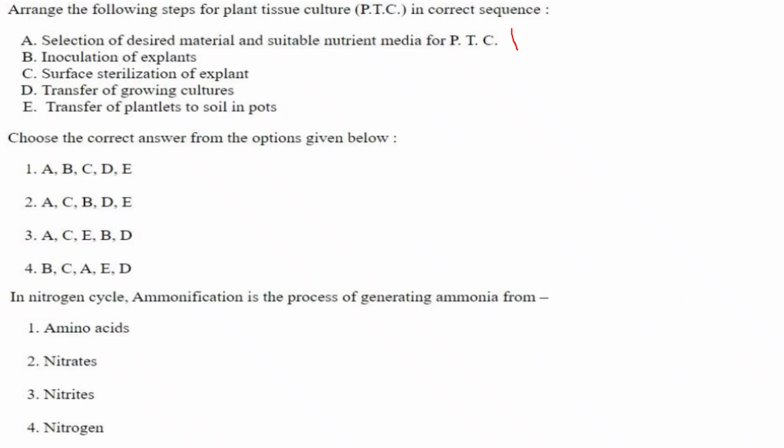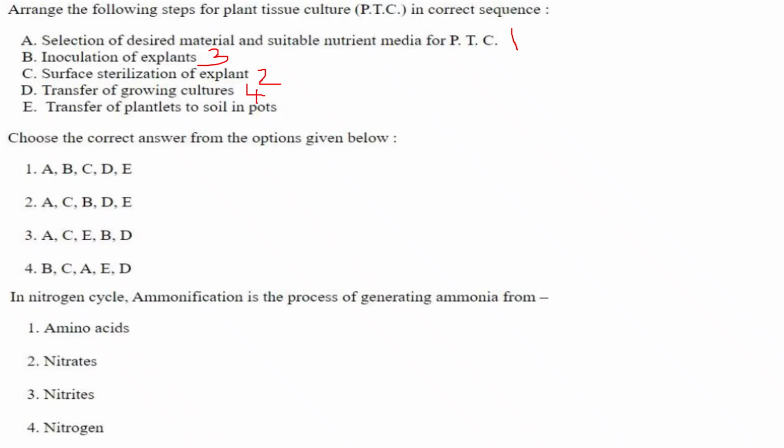Then next, you have to bring the explant from the outside grown plant. So you have to surface sterilize the explant, because the explant brought from the outside will have microorganisms on it, so they can contaminate the culture medium. So to prevent that, you will surface sterilize the explant. Then after that, under the laminar airflow hood or under aseptic condition, you will inoculate the explant into the suitable media.